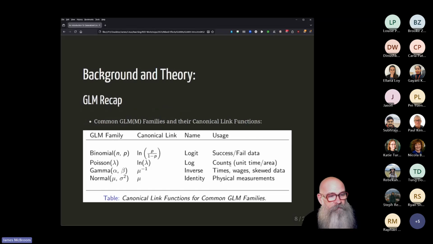All right, and this is a table that you may have seen before as well if you did the GLM workshop with me last year. But here's a few of the common, not exhaustive list at all, but a few of the more common distributions in the one parameter exponential family or belonging to the GLM class of families. Binomial, Poisson, gamma, and normal, and their canonical links.